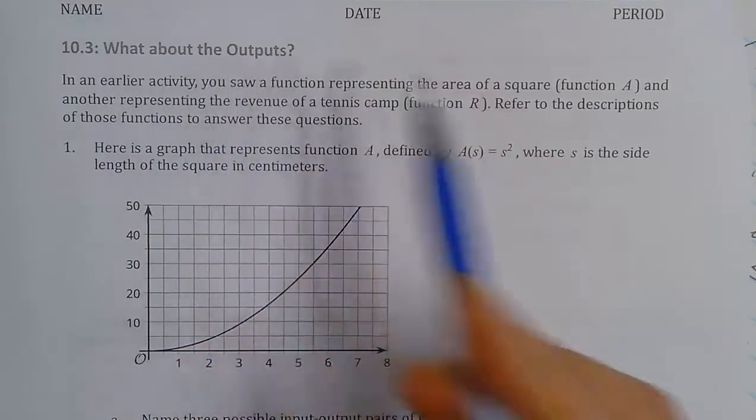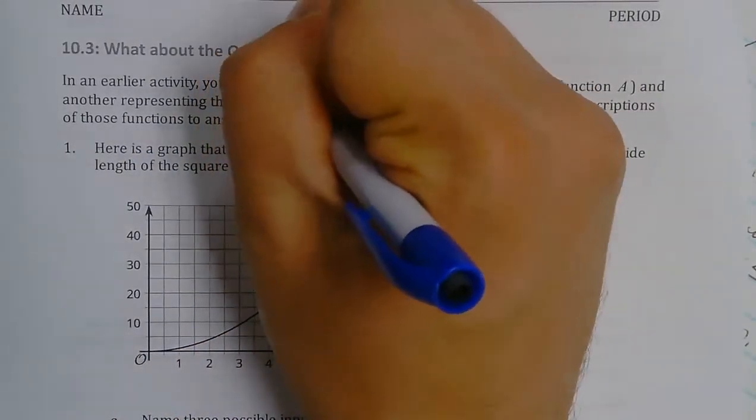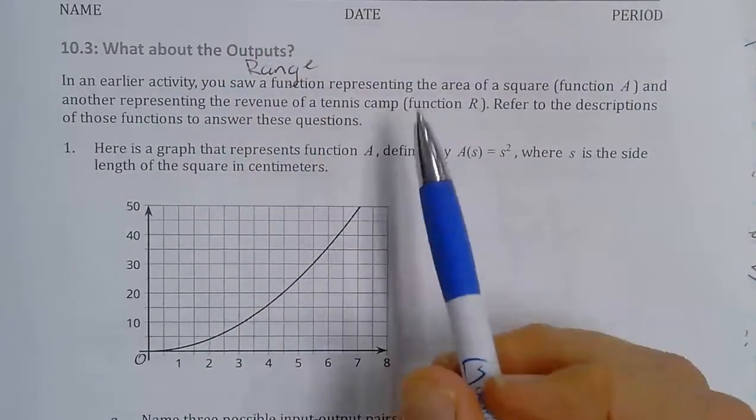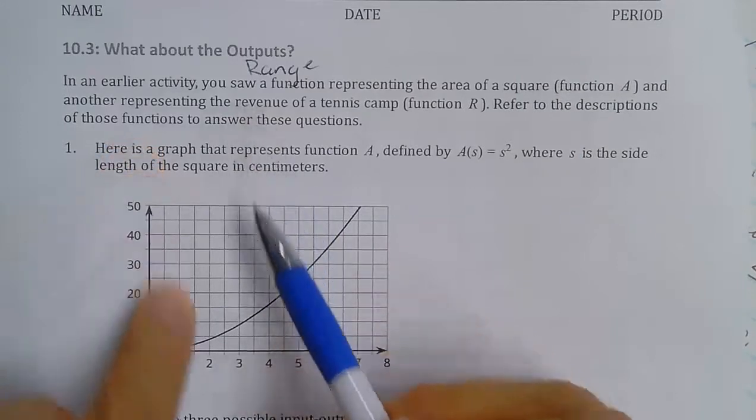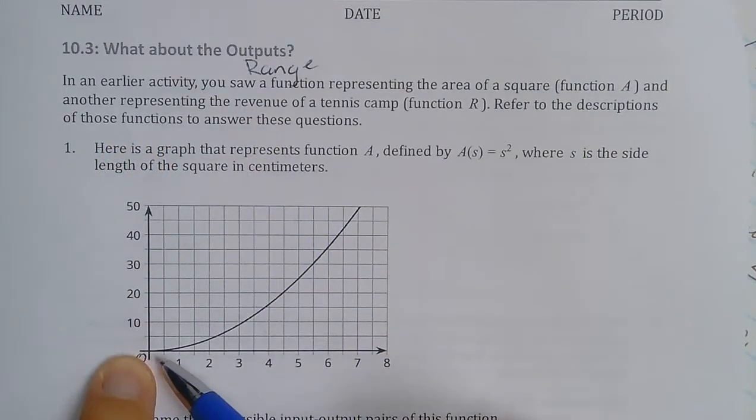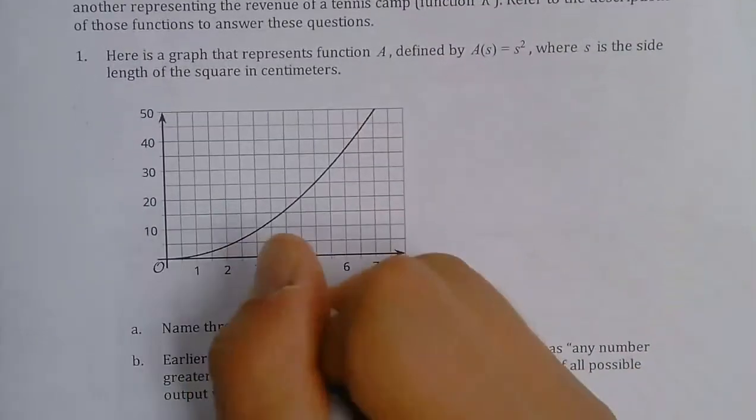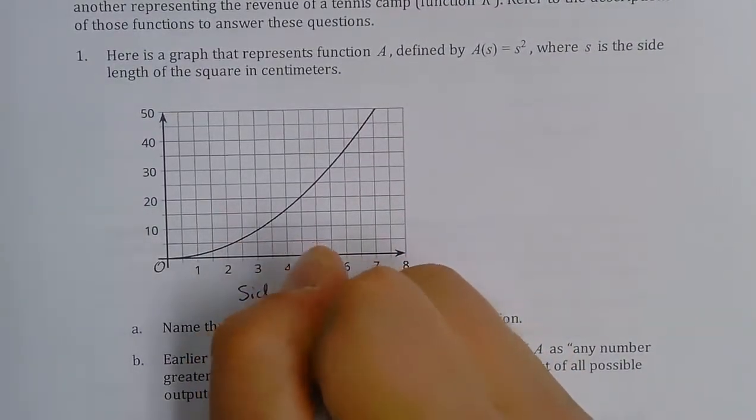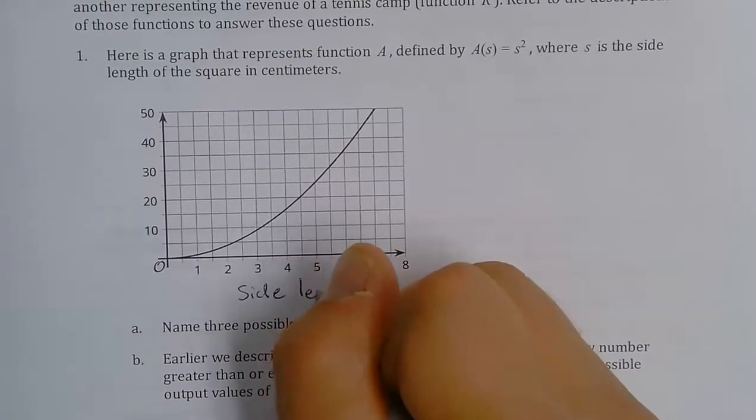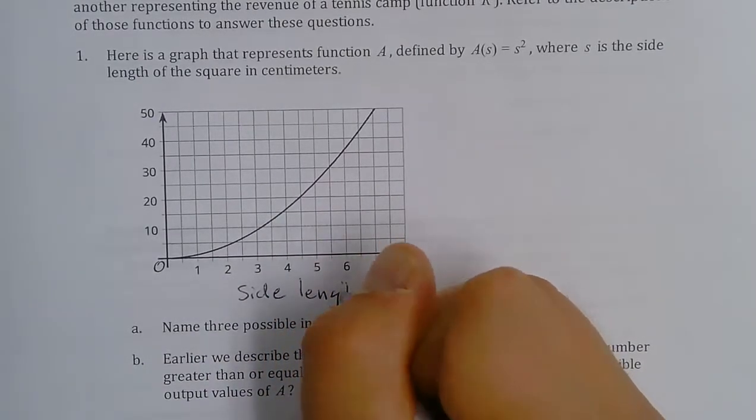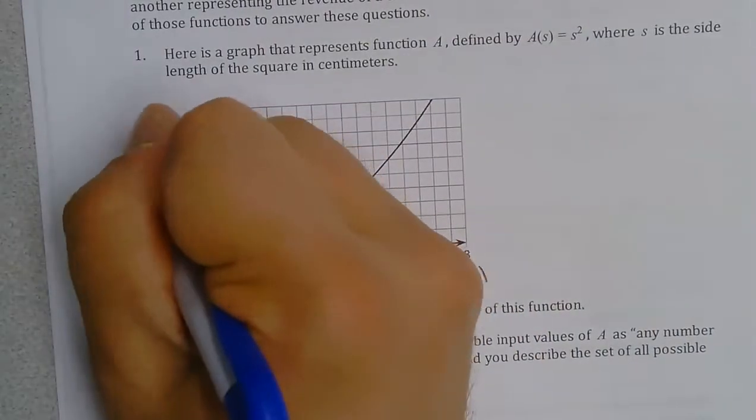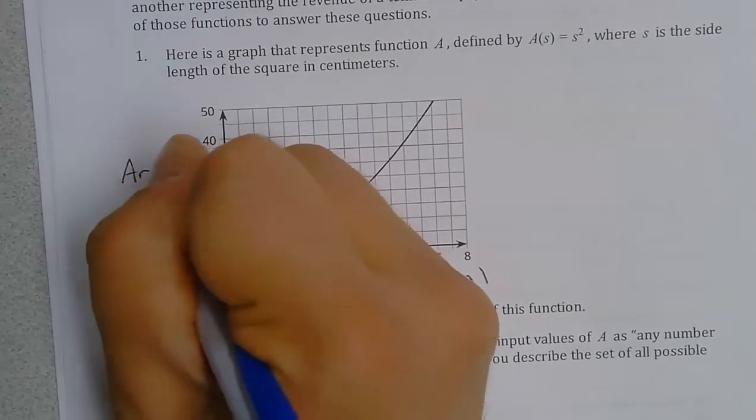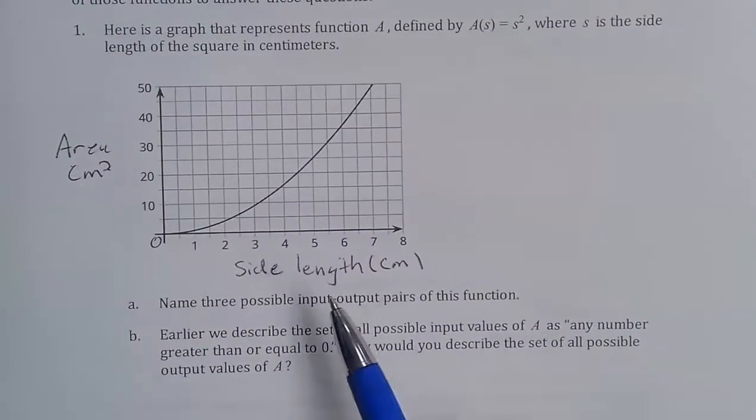So now we're going to look at what are the outputs, or that's called the range in math. So we're looking at this function, A, which tells us the output for the side length. The side length is the input, and the output is the area of a square. So here, I'm going to put on my x-axis side length in centimeters, and my output would be area in square centimeters.